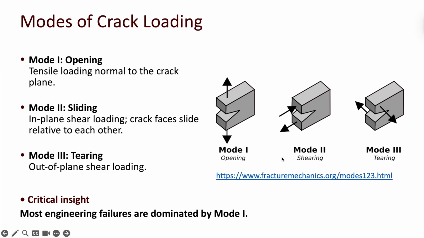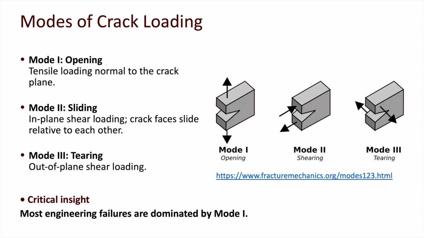Mode 2 is the sliding mode, involving in-plane shear that causes the crack faces to slide relative to each other. Mode 3 is the tearing mode, which corresponds to out-of-plane shear. Each loading mode has its own stress intensity factor, K1, K2, and K3. In many real structures, cracks experience mixed mode loading, but mode 1 typically dominates brittle fracture.